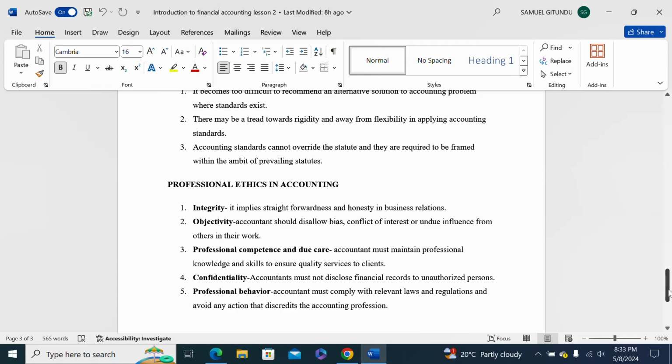And then the final one is professional behavior. Accountants must comply with relevant laws and regulations and avoid any action that discredits the accounting profession.